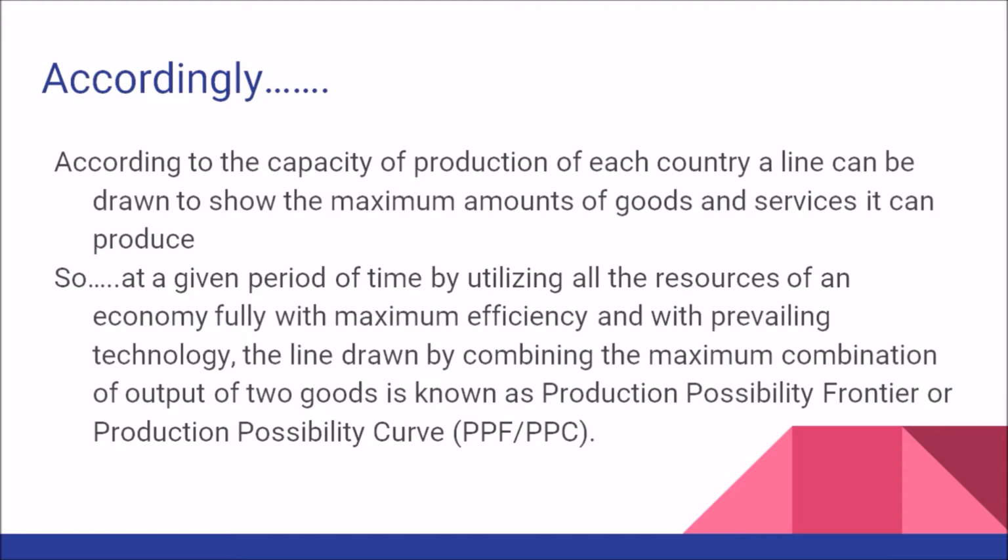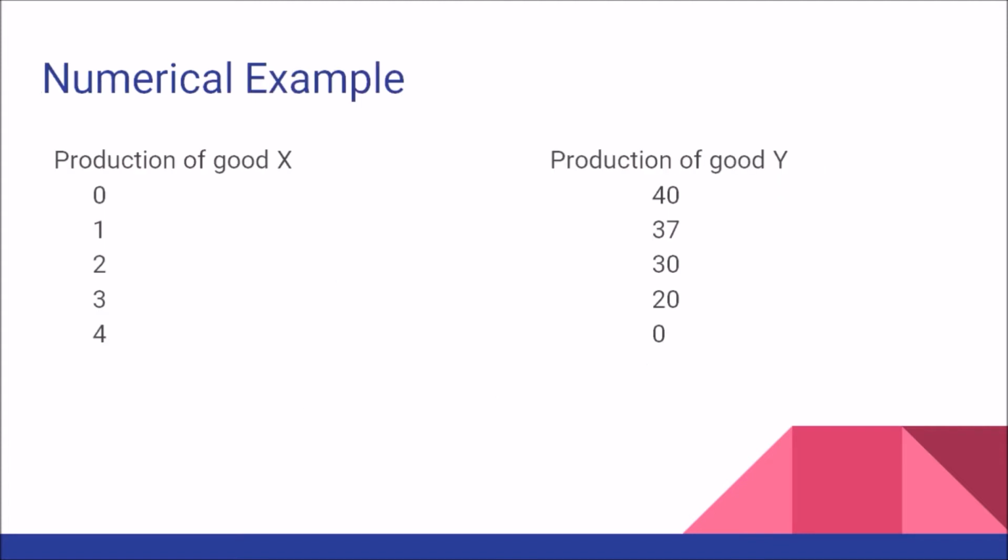Here, we have to be based on some assumptions. Later in another video, I will discuss what these assumptions are. One of these assumptions is that the economy is only producing two goods using its available resources.